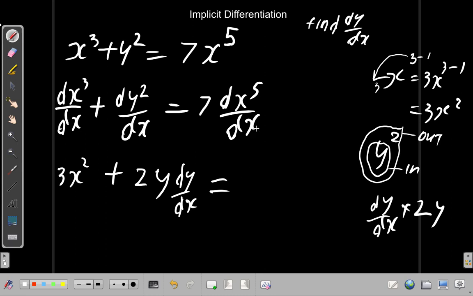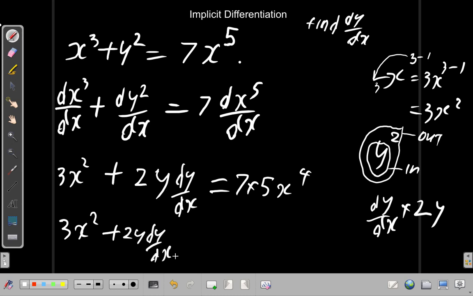Equals 7 times, and when you differentiate x to the 5, you're going to get 5x to the 4 based on the power rule. Now, this is 3x squared plus 2y dy by dx equals 7 times 5, which is 35x to the 4th.